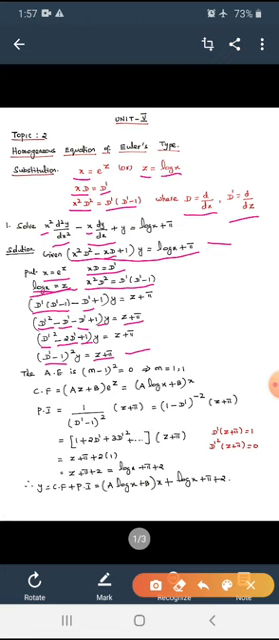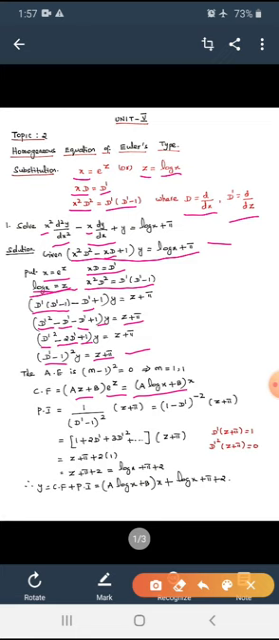That is equal to a into, we can substitute z value, z is log x, plus b into e power z is x. Therefore the complementary function part is over. Next let us find out the particular integral.